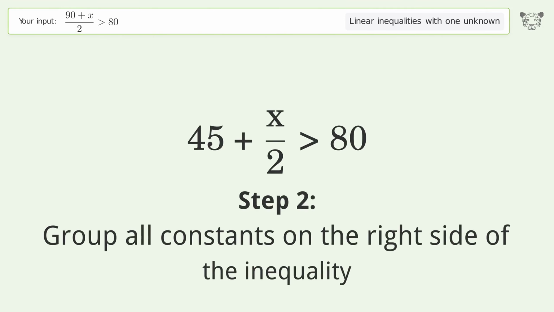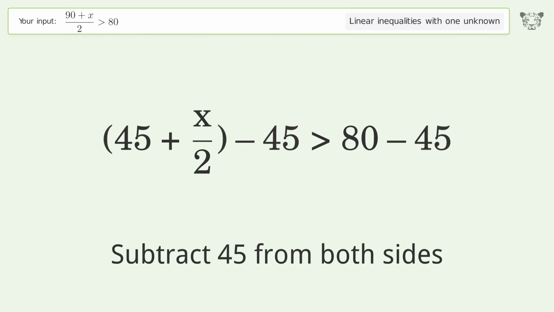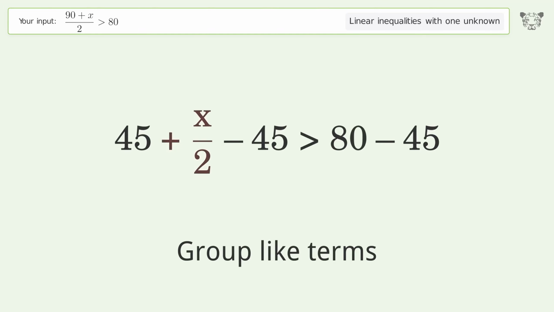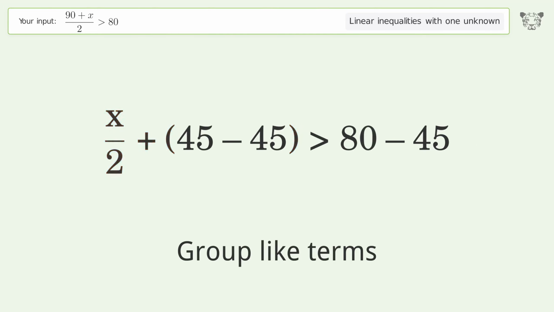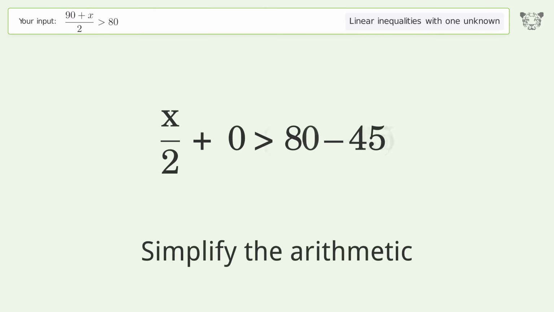Group all constants on the right side of the inequality. Subtract 45 from both sides. Group like terms. Simplify the arithmetic.